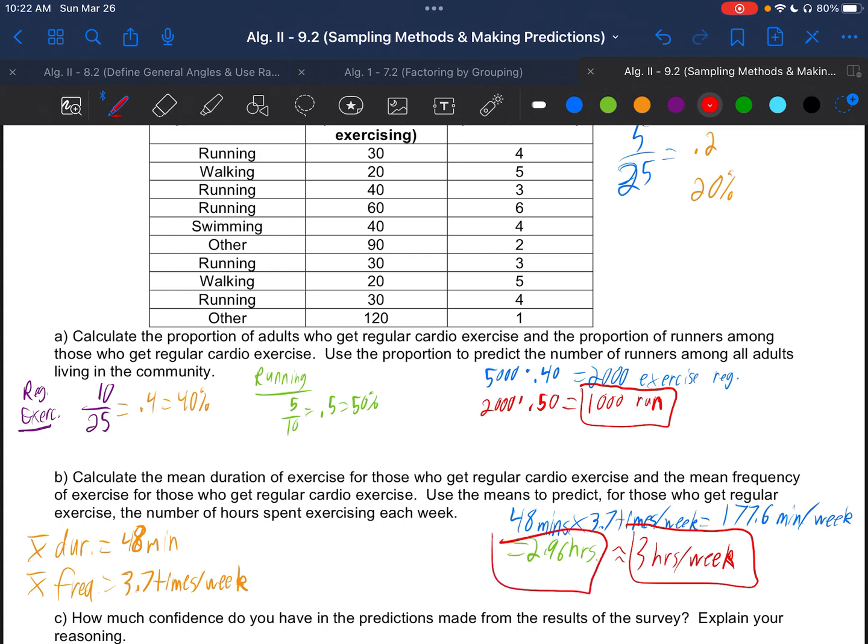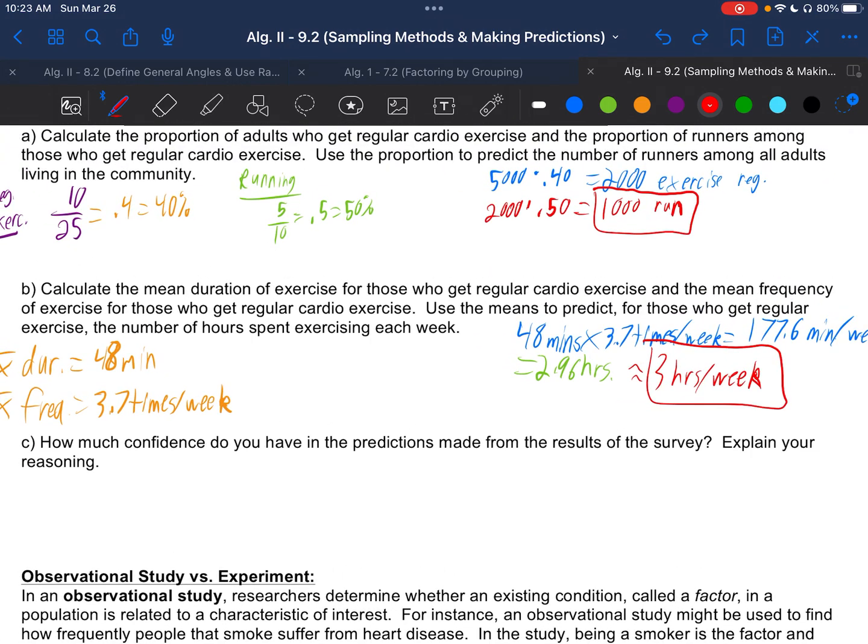If you would have left your answer at 2.96 hours per week, that would have been great. So we're saying on average, those people who exercise regularly exercise 3 hours per week. Now, obviously, some are going to exercise more or less per week than others.